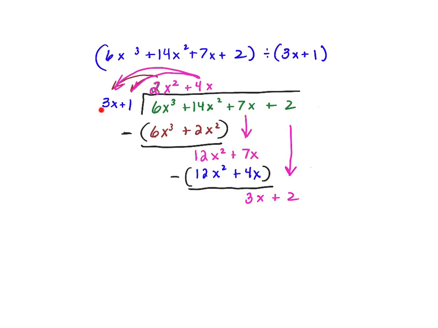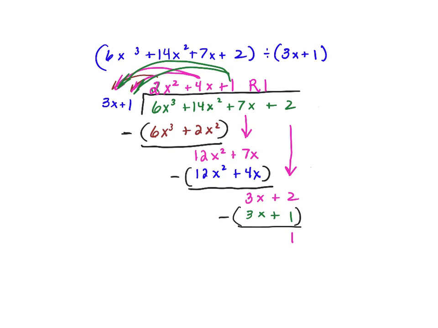I ask the same question: 3x times what gives me 3x? The answer is 1. So I put a 1 up here, and I distribute the 1. Well, 1 times 3x plus 1 is just 3x plus 1. I strike my line, put parentheses, and say subtract all that. 3x minus 3x is 0. 2 minus 1 is 1. And that would be my remainder.